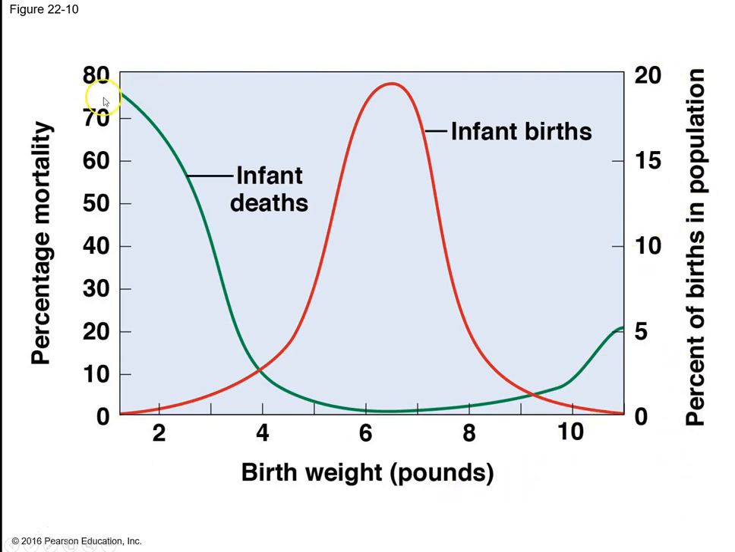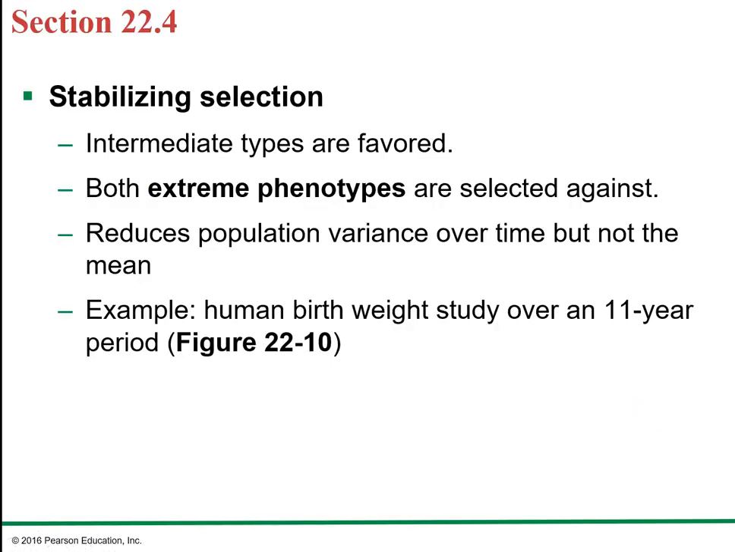If you look, there are a lot more infant deaths if you're at a really low birth weight. You see that there are hardly any infant deaths in this middle range, but then it starts to increase as you see these higher birth weights. So the bottom line is this is showing you that this intermediate weight is favored compared to being on the low end of the spectrum versus the high end. And if you look at births, you can see the same trend. There are more births in this intermediate weight than in the low end or the high end. Okay, so that's stabilizing selection.